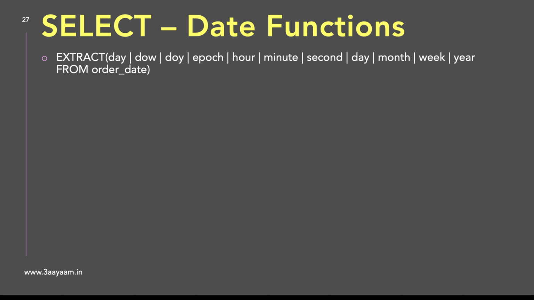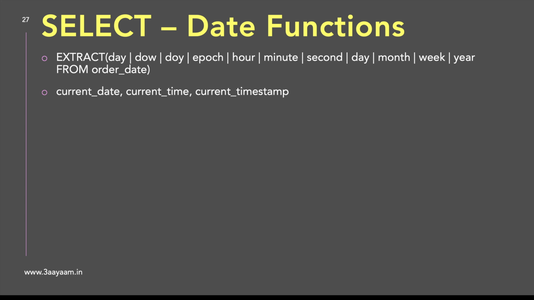For example, extract is one of the very important date functions, and using extract we can find out a portion of the date. Let's say we can find out the day of week, day of year, or epoch time, which is important in some other use cases. We can extract the hour, minute, second, day, month, week, year, etc. And the data type has to be date. The data type cannot be string or anything else. So that's how we can use the extract function.